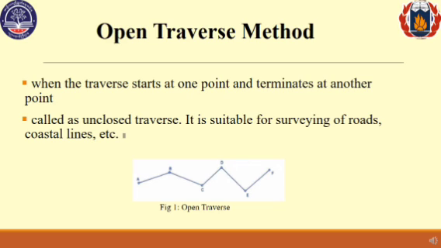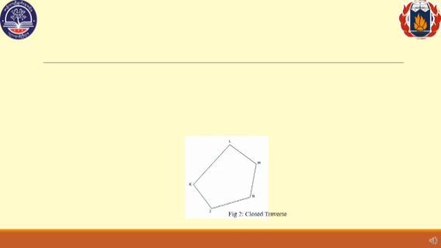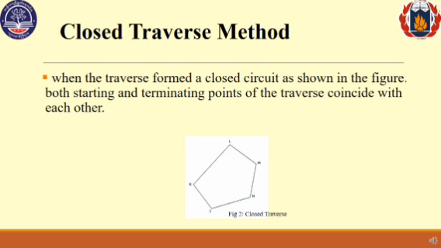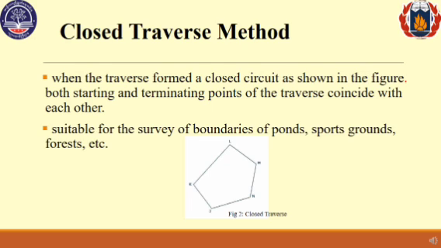Close traverse method. When the traverse forms a closed circuit as shown in the figure, the starting and ending points coincide. Both the beginning and the end of the traverse will coincide with each other.